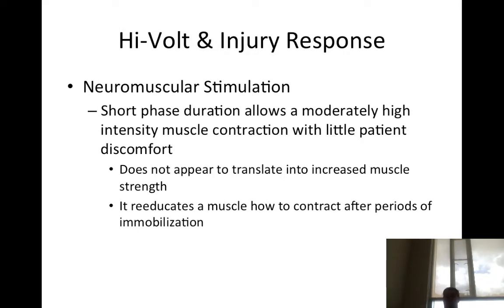So it's neuromuscular stimulation. This has a short phase duration, moderately high intensity that causes a contraction with little patient discomfort. This, in research, does not appear to translate into increased muscle strength. It does re-educate a muscle how to contract after periods of immobilization, though. Maybe the patient was in a cast and their body can't remember how to contract their hand or wrist. So we could do high volt to re-educate that muscle on how to contract.